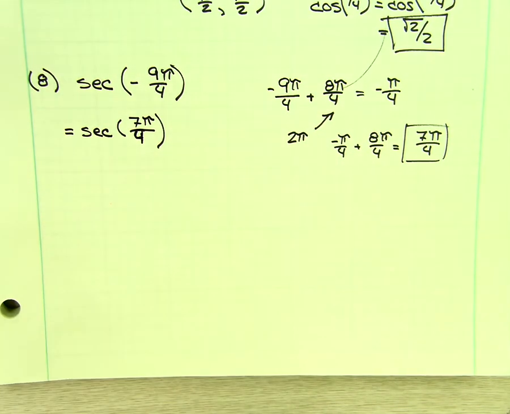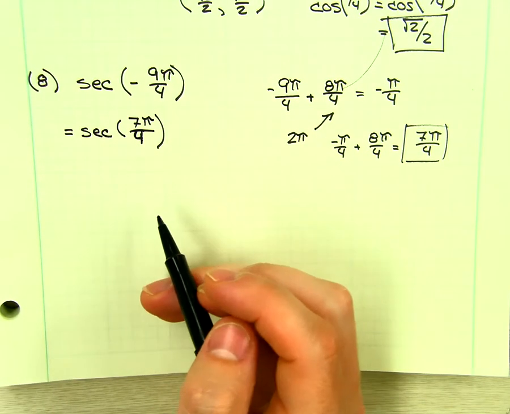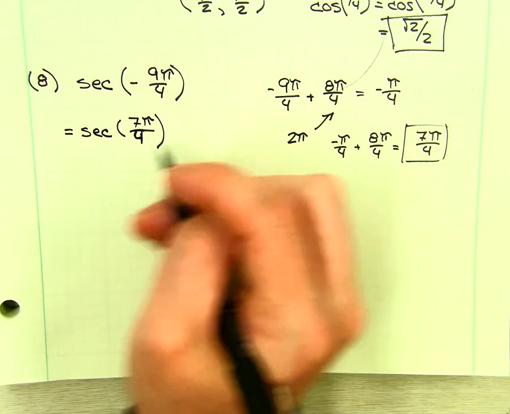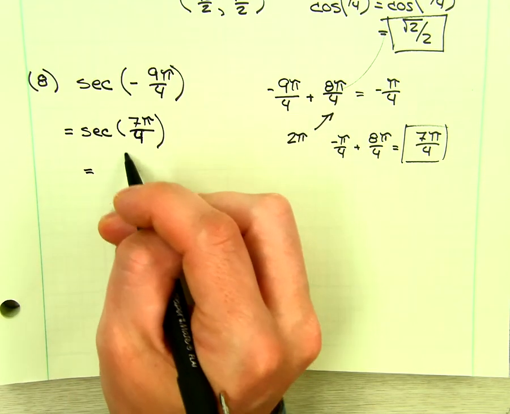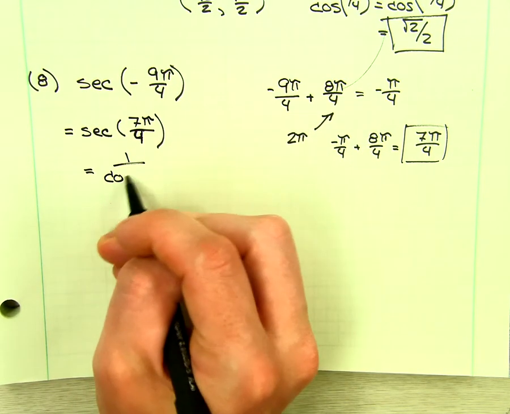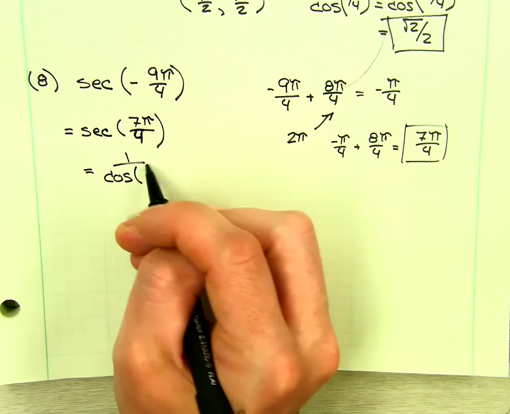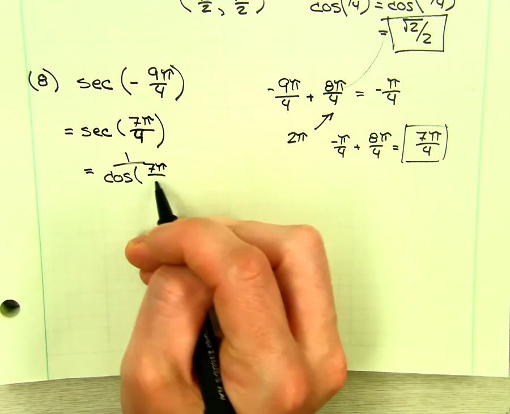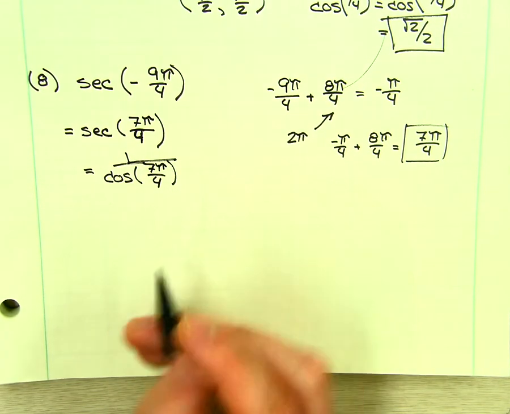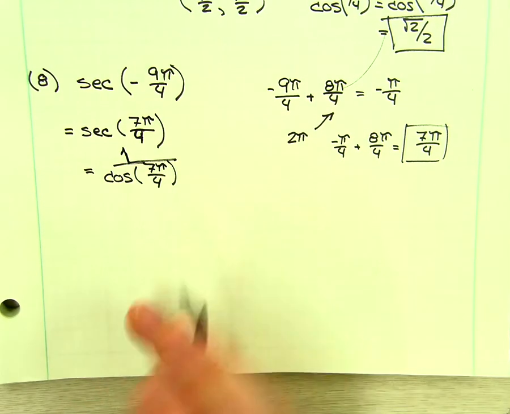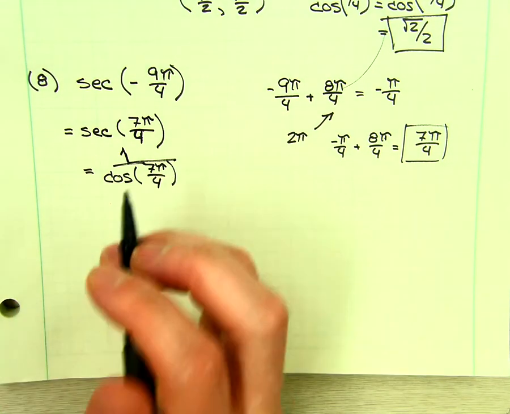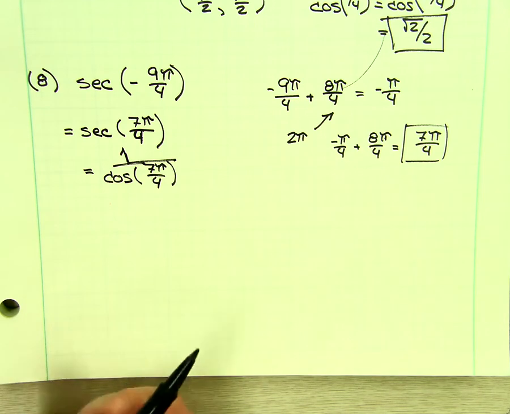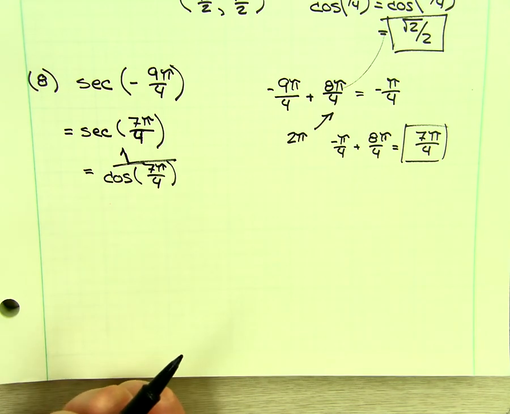Okay, now the secant, second thing I need to remember, now that I've got my angles correct, the secant is just going to be equal to 1 over the cosine of whatever the angle is. And in this case, my angle is 7 pi divided by 4. So secant is 1 over the cosine. So now I just need to remember what my cosine value is of 7 pi over 4.